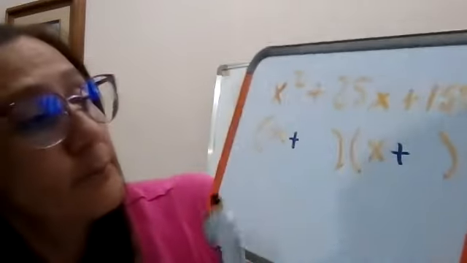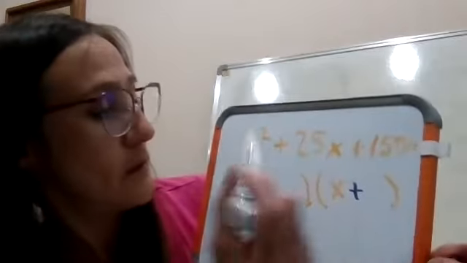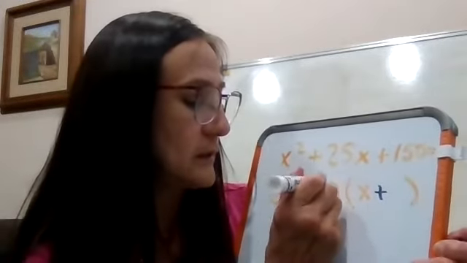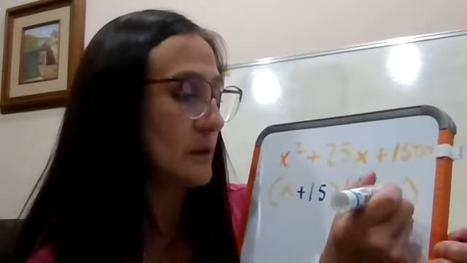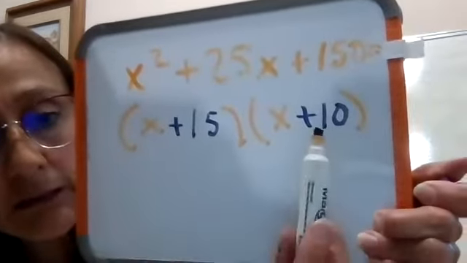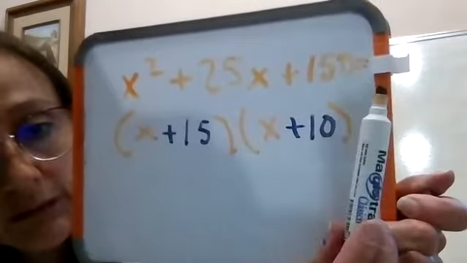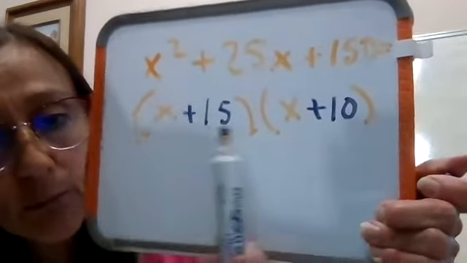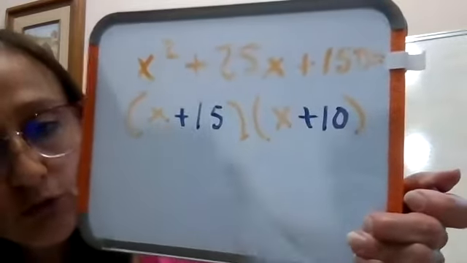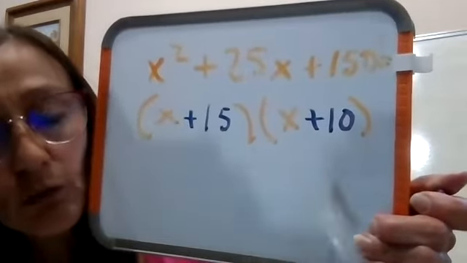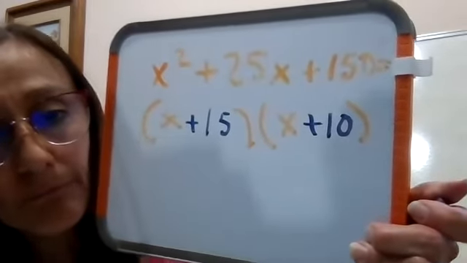15 times 10. Yes, okay. If we multiply 15 times 10, we get 150. And if we add 15 plus 10, we get 25. So these two are the answer, okay?